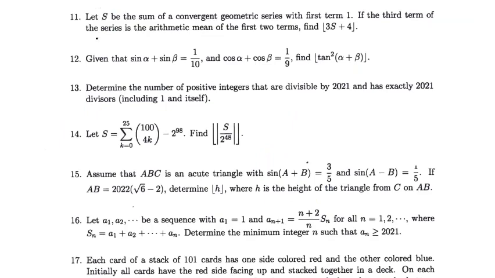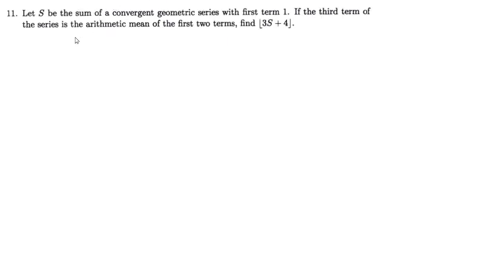SMO Singapore Mathematical Olympiad 2021 open section first round problem number 11. Let S be the sum of a convergent geometric series with first term 1. If the third term of the series is the arithmetic mean of the first two terms, find floor of 3S plus 4.